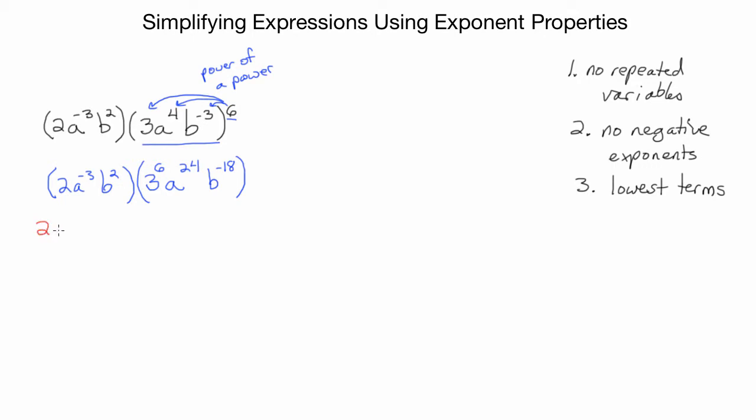So we've got 2 times a to the -3rd, and I'm even going to write all of my variables in different colors. So we've got a to the -3rd times b squared times 3 to the 6th times a to the 24th times b to the -18. I just color coded them because it'll help make sense of what needs to combine, and all this is one big multiplication problem, so it doesn't matter the order in which I do things.